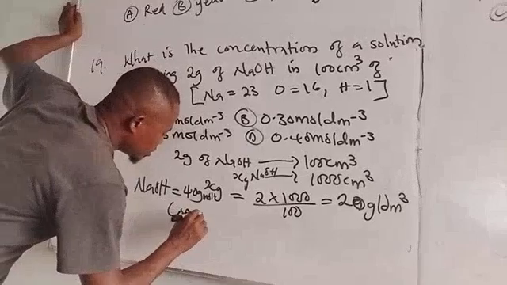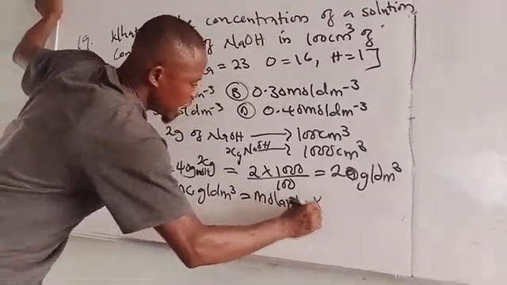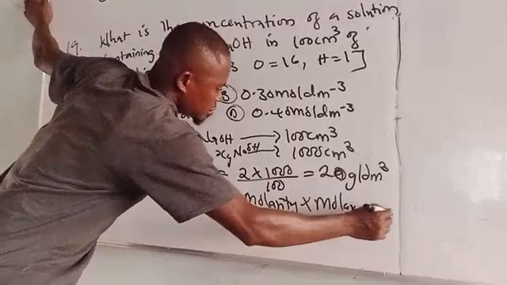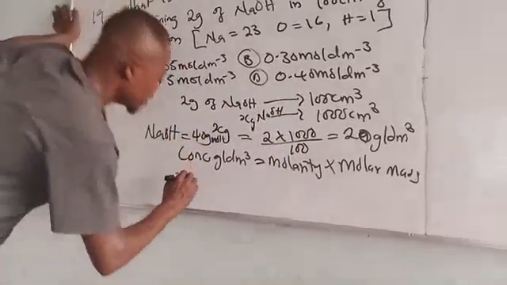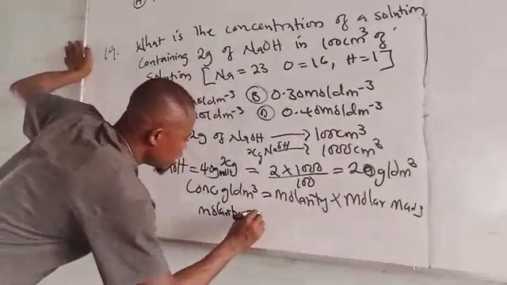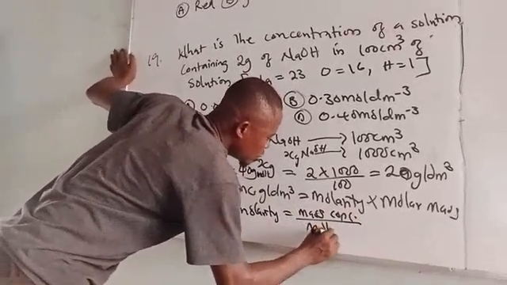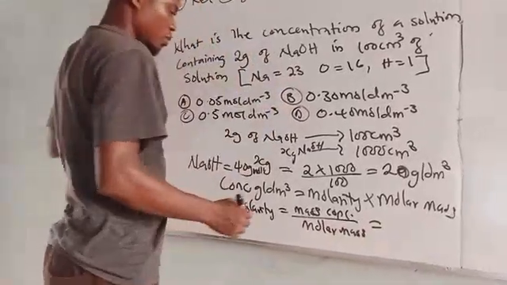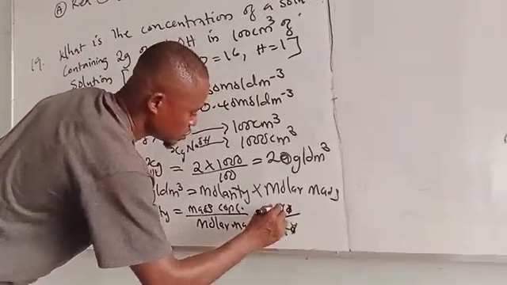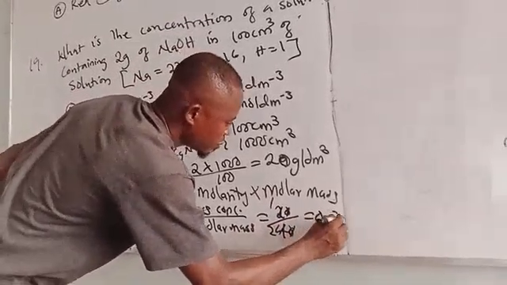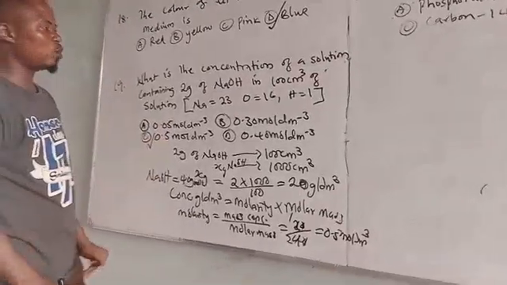Now, concentration in grams per dm³ is equal to molarity times molar mass. So what are we looking for? The concentration of a solution. So we're looking for the molarity. Because it is expressed in mole per dm³, molarity will be equal to mass concentration, or concentration in grams per dm³, all over molar mass. And this will be equal to, our mass concentration is 20 grams per dm³. Our molar mass is 40. And this will be equal to 0.5 mole per dm³. So the correct option is option C, 0.5 mole per dm³.